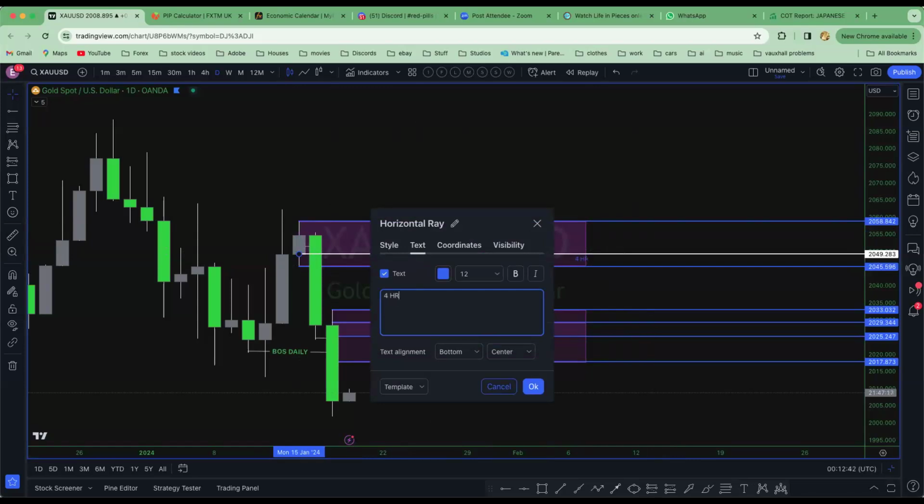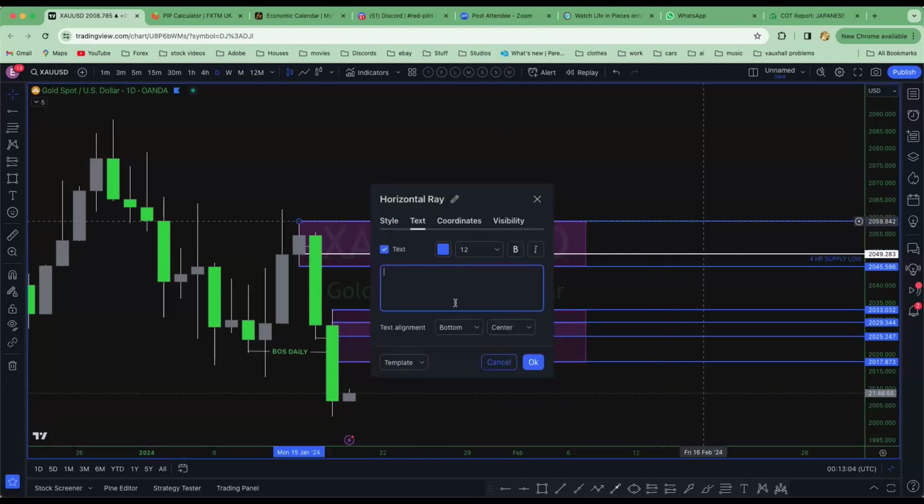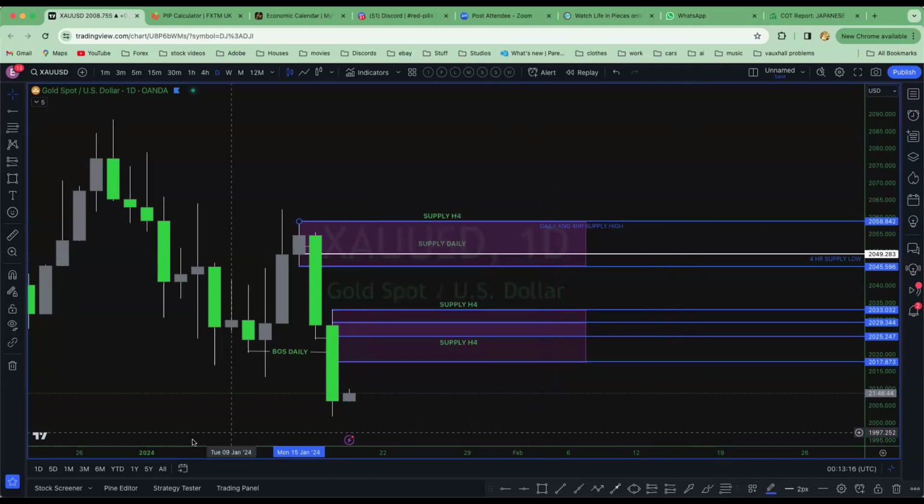Hopefully it doesn't create too much mess on the chart, because I don't want my charts to be too messy sometimes. So, 4 hour supply. Does that make sense for everybody? If I was to put 4 hour supply low, that basically means the bottom of the 4 hour supply area. Does that make sense? And I could do something like this for you. Let me know, guys and girls.